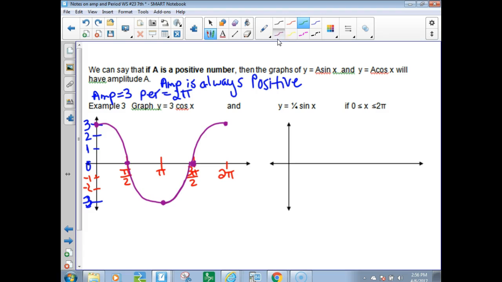All right, we need to label these key points. So the first one is (0, 3). The second one's (pi over 2, 0). The third one is at (pi, -3). And the fourth one's at (3 pi over 2, 0). And the last one's at (2 pi, 3).